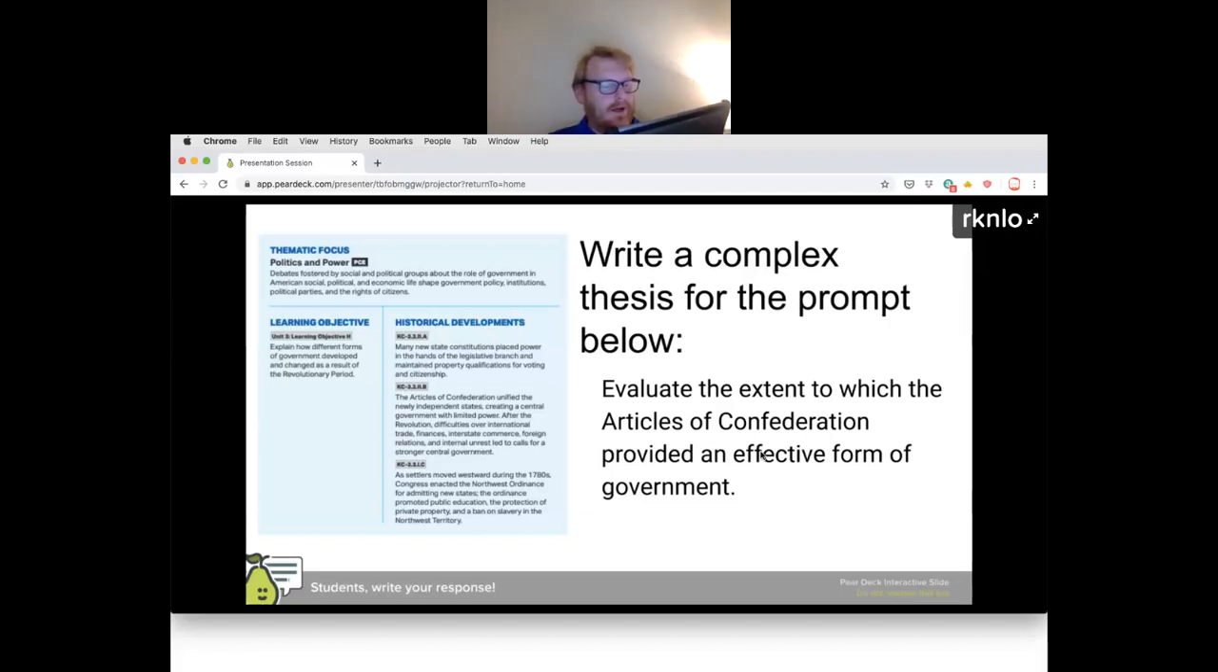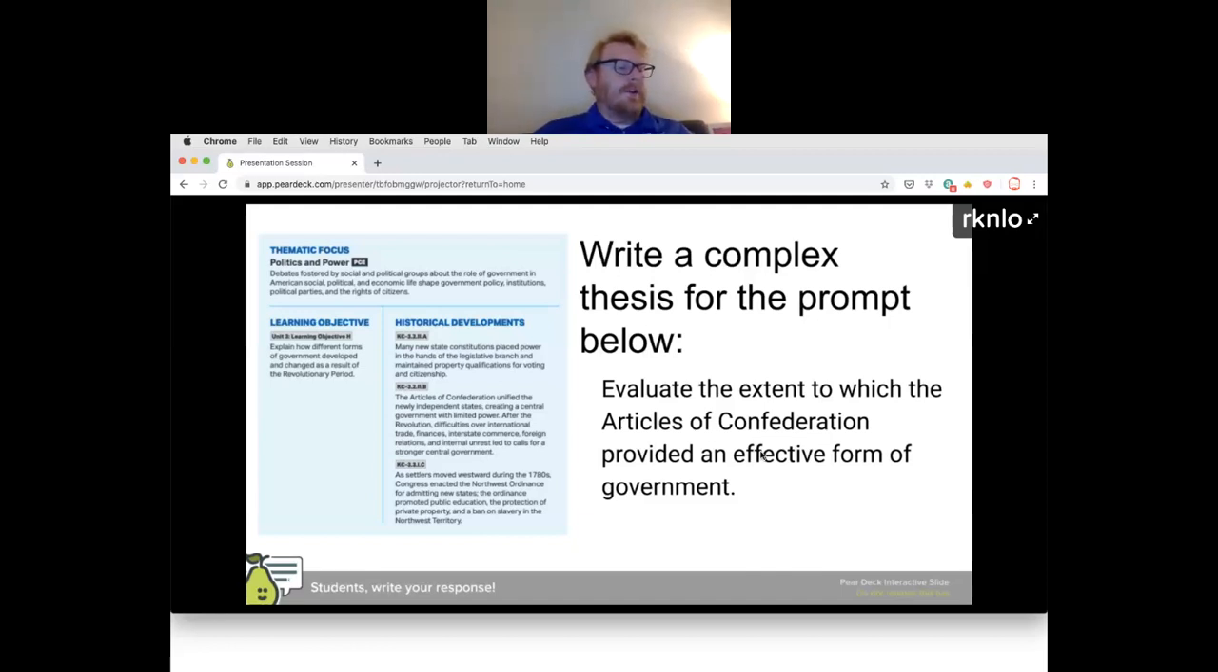Excellent. Let's see here. Although the Articles of Confederation provide mechanisms for expansion in states' rights, it was not an effective form of government because it failed to give national government a way to enforce laws and failed to create a dependable way to fund the government. So I think y'all are hitting it on the head.